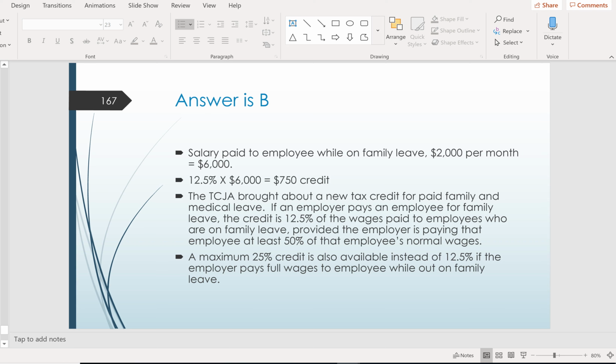Now, there is a maximum credit of 25% available instead of 12.5%, but that's if the employer pays full wages to the employee while out on family leave. So the general rule is you pay at least 50% of that employee's normal wages, and if that's what they did, then you qualify for the tax credit.